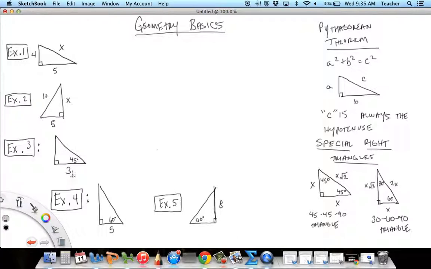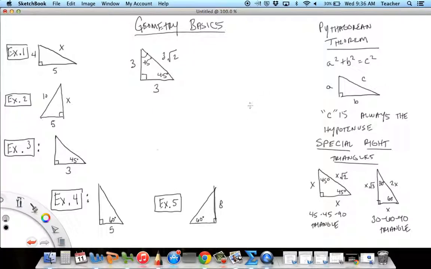Now, if I knew nothing about special right triangles, I would not be able to solve this problem because I need another side in order to use the Pythagorean theorem. But because of this ratio right here, I know that, because this side is 3, the opposite side here is also 3. And then I know that the hypotenuse is going to be 3 square root 2.